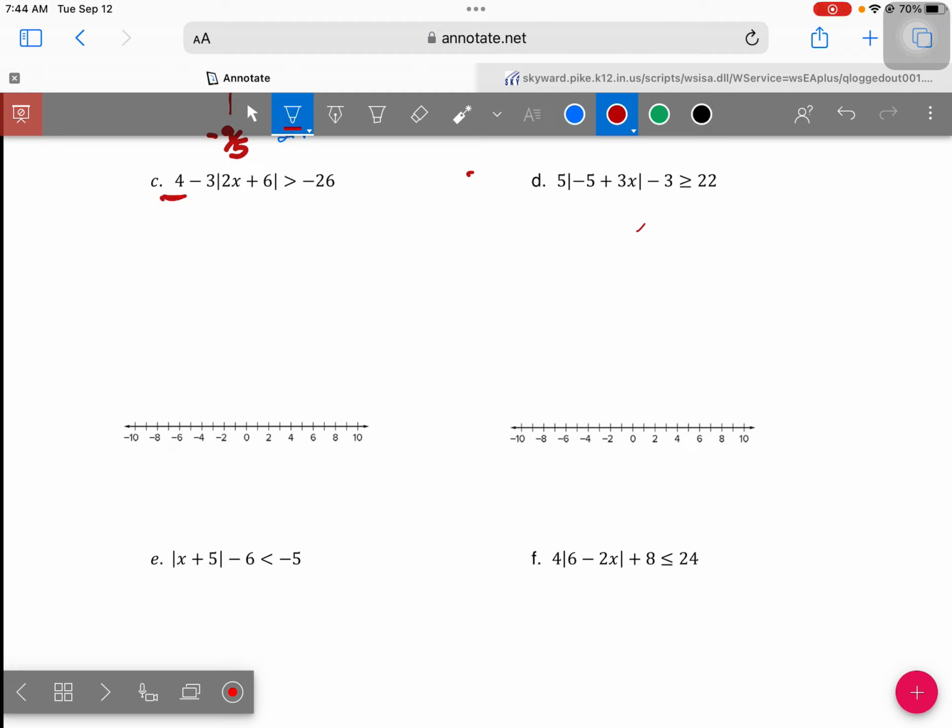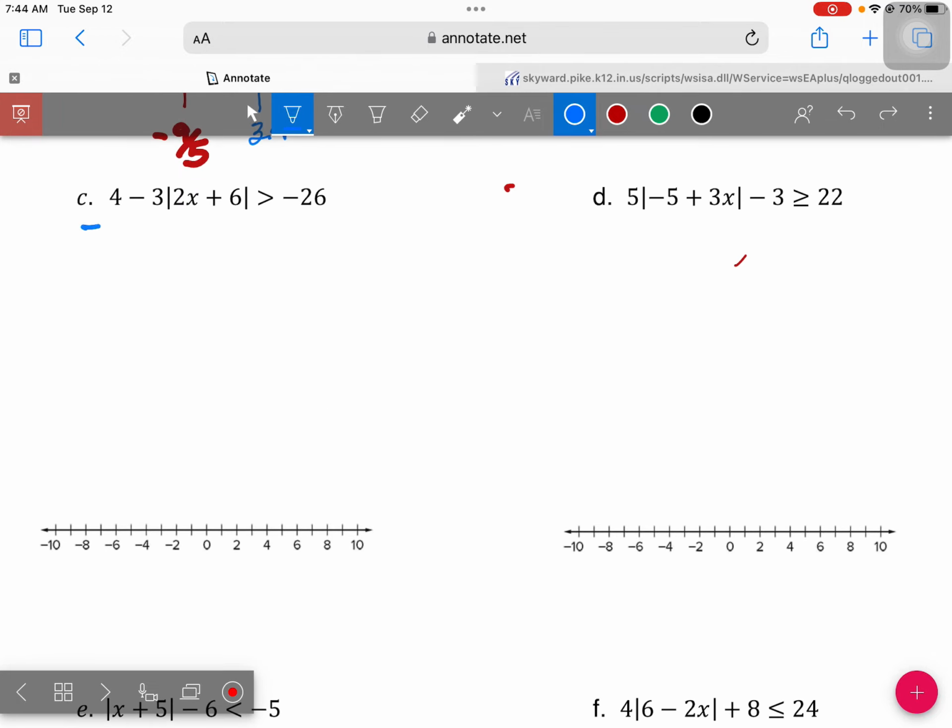Negative 3 is being multiplied by this. So I want to divide by negative 3, divide by negative 3. So the absolute value of 2x plus 6, we just divided by negative 3. And negative 30 divided by negative 3 is positive 10. Now I've isolated my absolute value, separate it into your two cases.